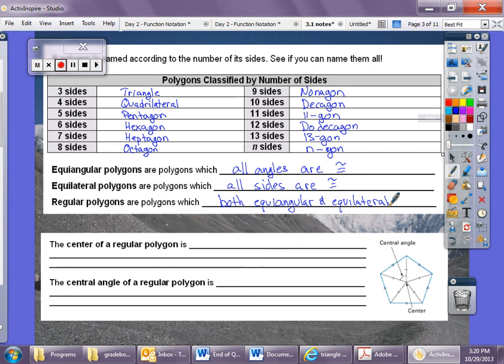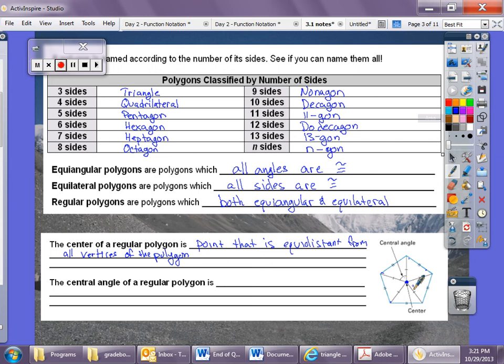The center of a polygon is the point that is equidistant from all vertices of the polygon. So the center is equidistant from all of the vertices. Every vertex is the same distance from the center.